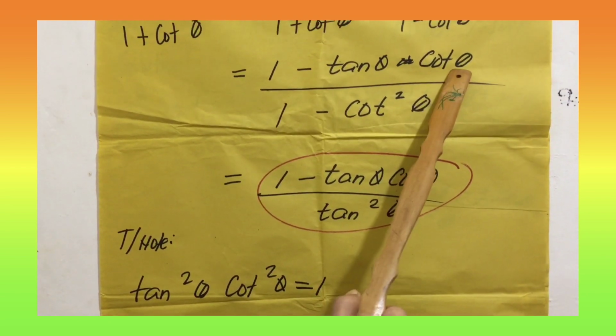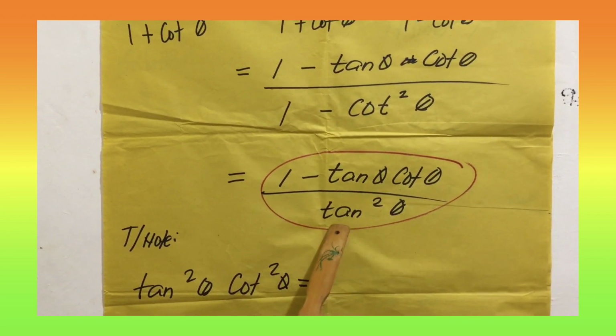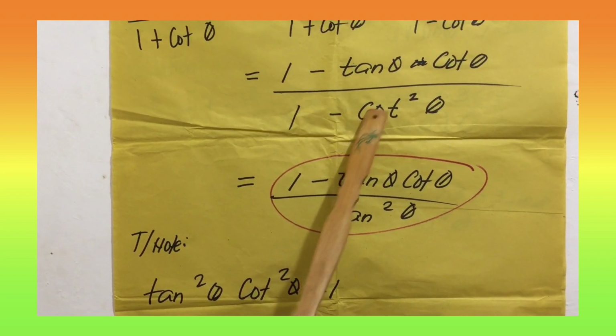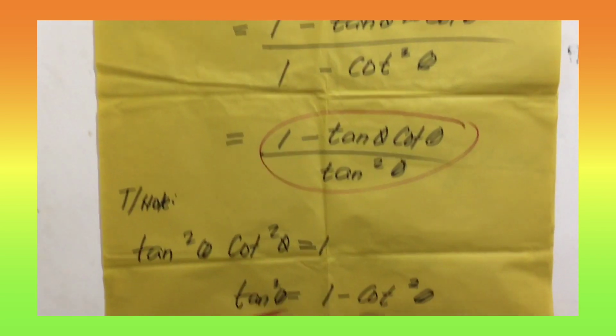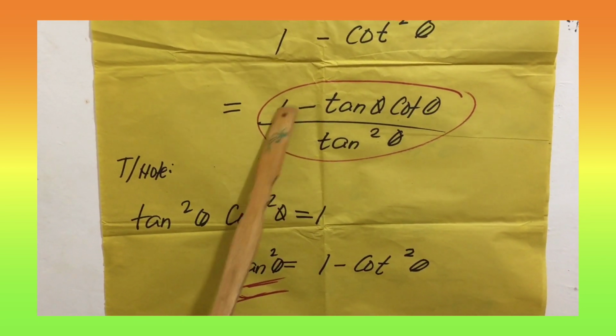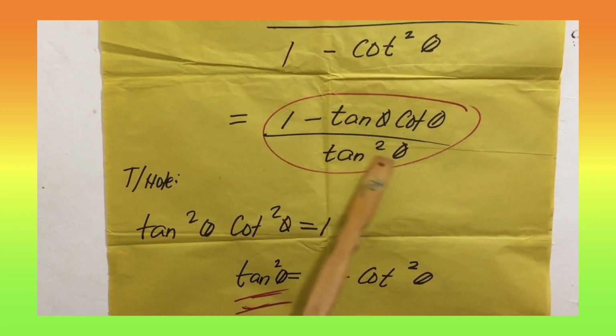Just only copy the numerator, and the denominator we're going to change to tangent squared theta, because this 1 minus cotangent squared theta is equivalent to tangent squared theta. That's why our final answer now is 1 minus tangent theta cotangent theta over tangent squared theta.